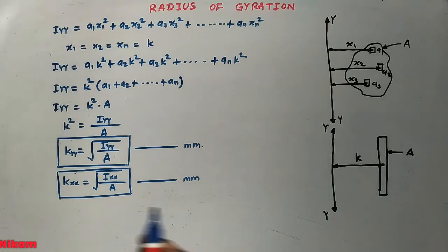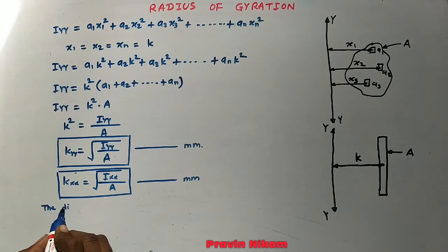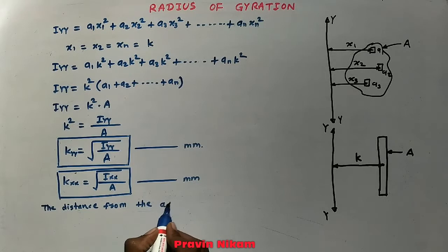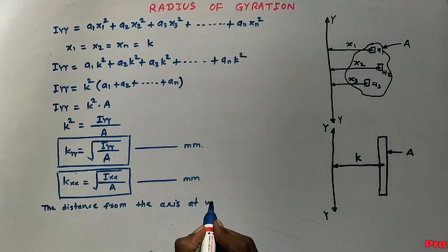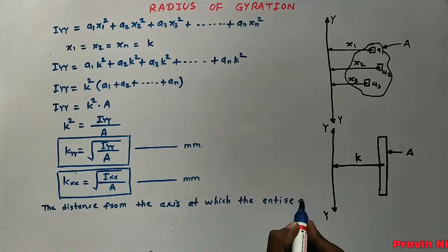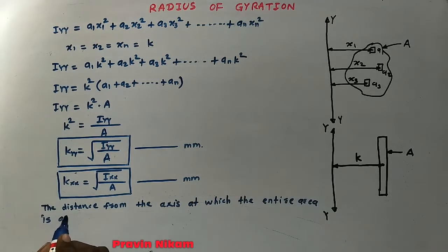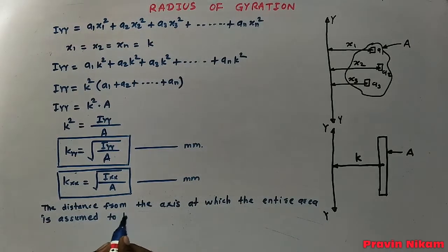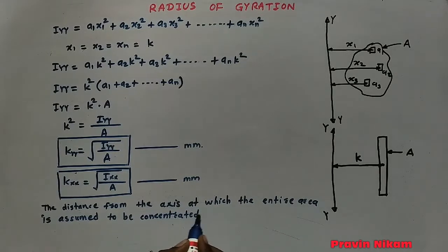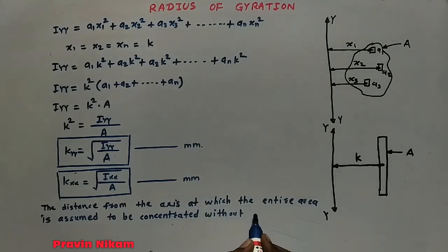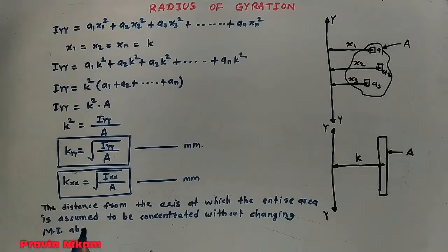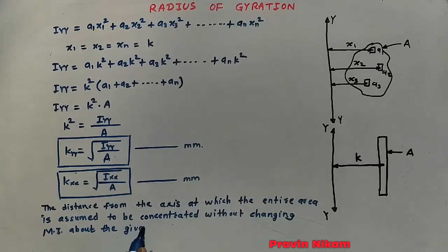So what is radius of gyration? The distance from the axis at which the entire area is assumed to be concentrated without changing the moment of inertia about the given axis.